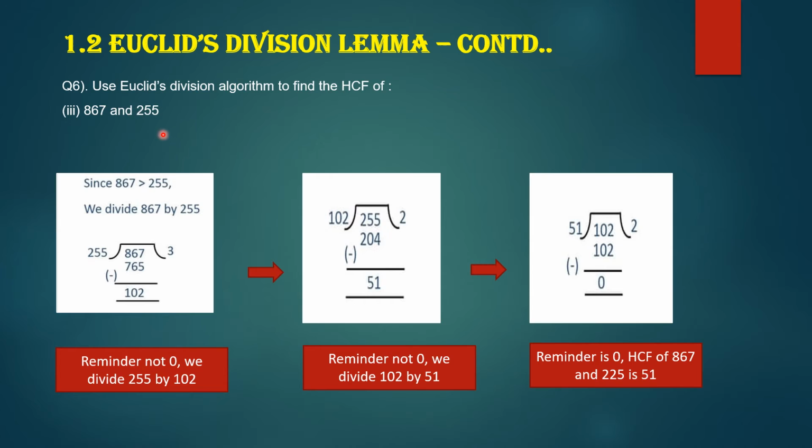Here is the third example, exactly the same approach as before. You want to pay attention over here, student. Look, 867 is greater than 255, so we will be dividing 867 by 255. It will leave the remainder 102, which is not 0. So we will go back again and do the division, getting 51. This one is not 0, so we will do the division one more time, and in this case the remainder becomes 0. So we understand that the divisor at this point is the HCF of the two positive integers.